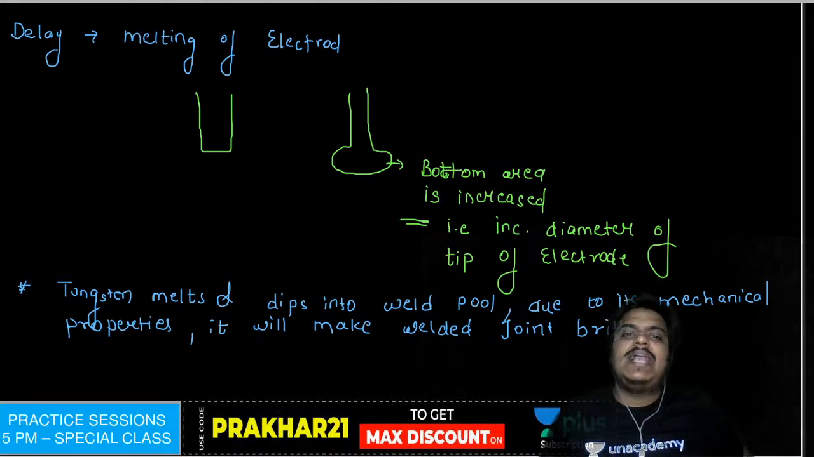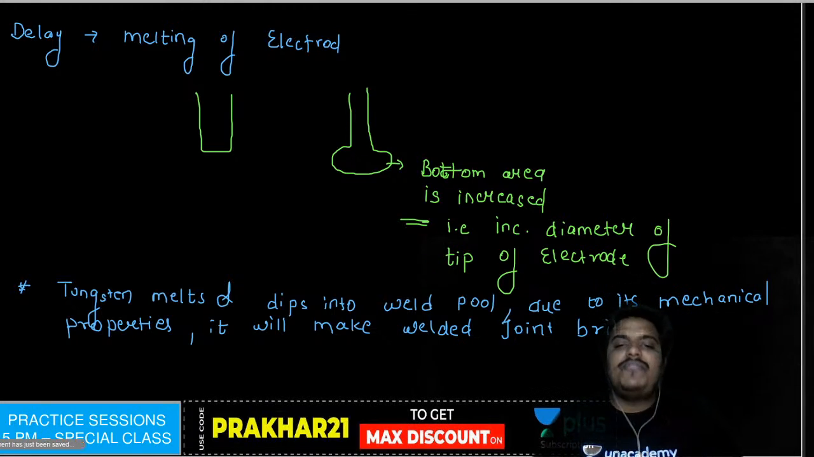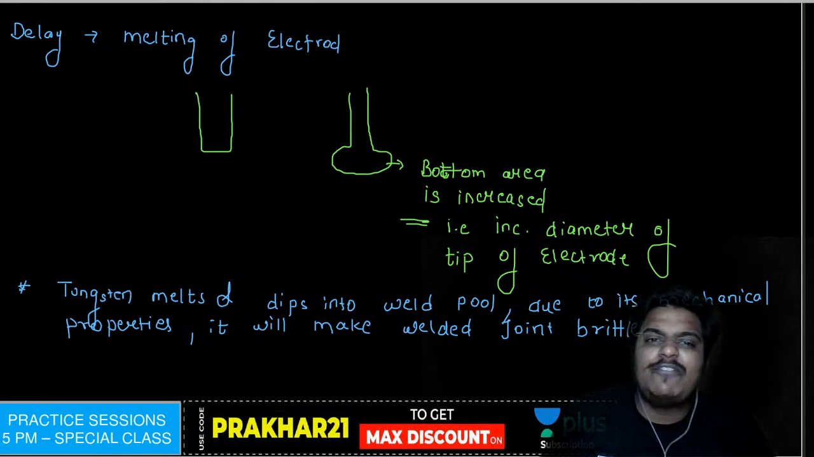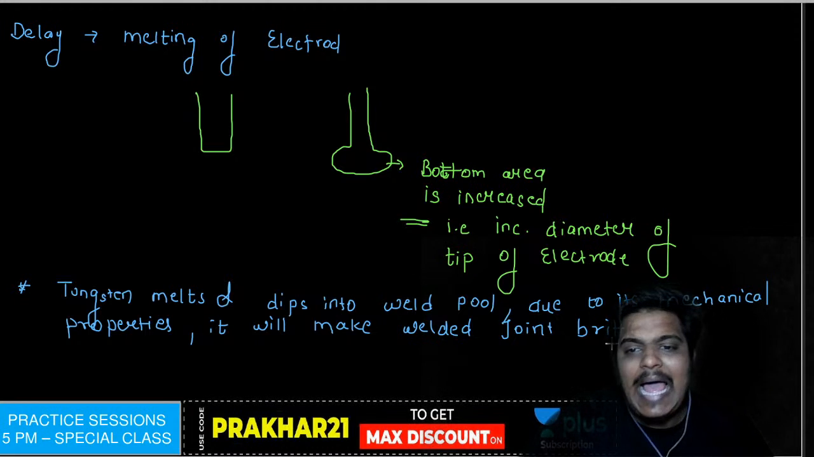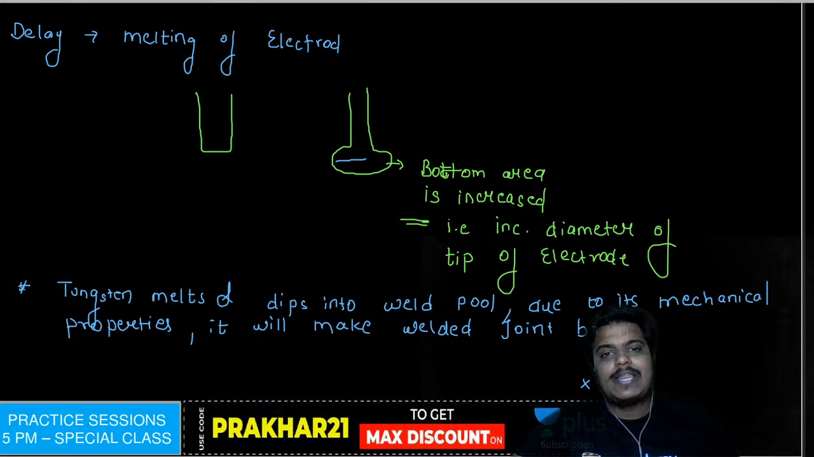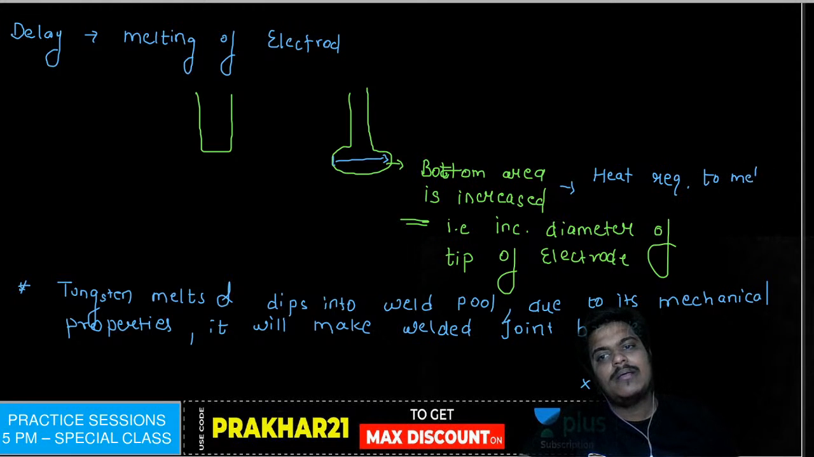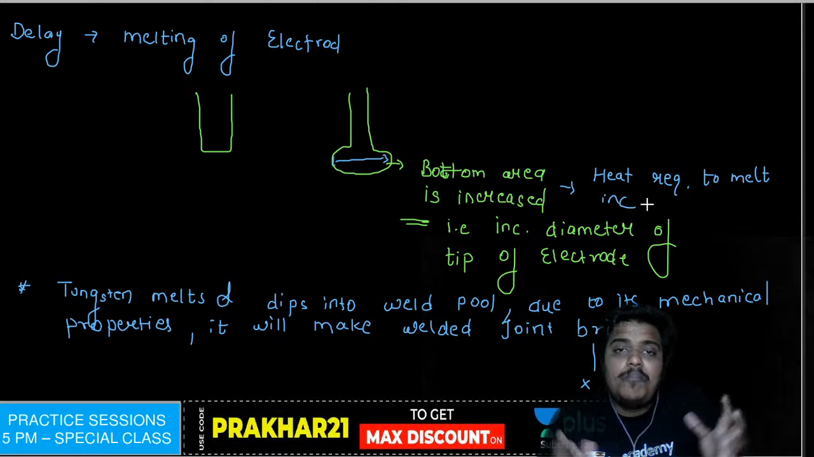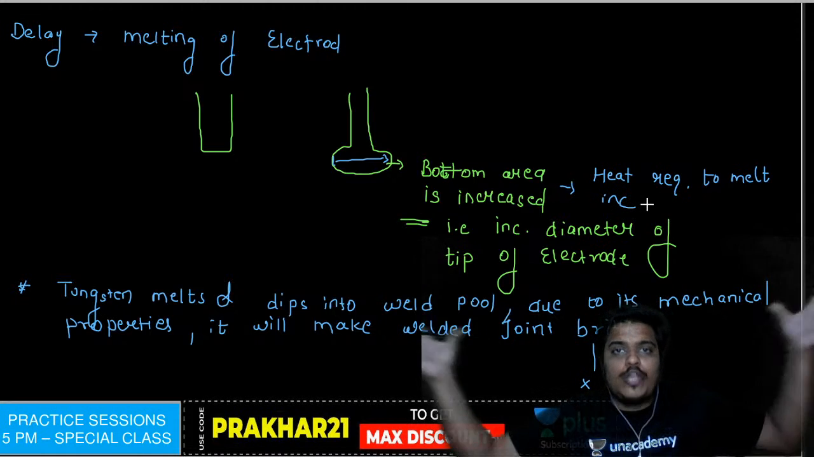It will make the welded joint brittle. Is it clear? And I don't want that. So that is why I try to stop melting of electrode. How we can stop melting of electrode? By increasing the diameter of the tip. If you increase the diameter of the tip, the bottom area is increased, heat required to melt increases, because now more heat is required because the volume is large.